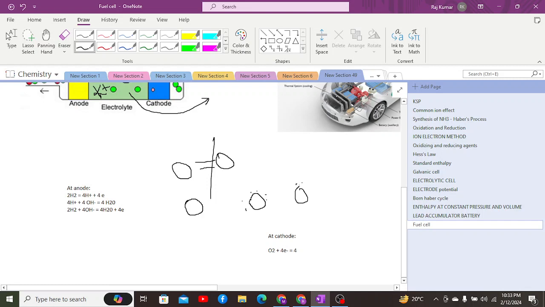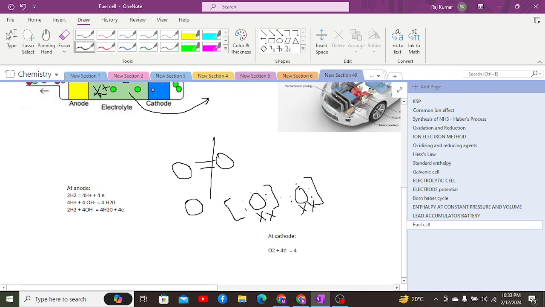as they have 6 electrons in the outermost shell. How many electrons? 6 electrons, right? So when they break their bond, they will become oxygen atoms, and these oxygen atoms, having 6 electrons, will require 2 more electrons. So these 2 more electrons will be taken by one oxygen atom, and the other oxygen atom will gain the other 2 electrons.